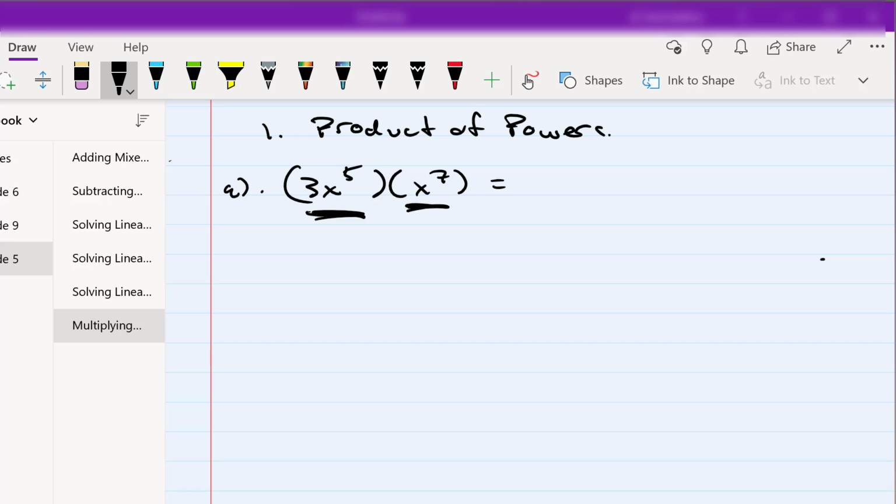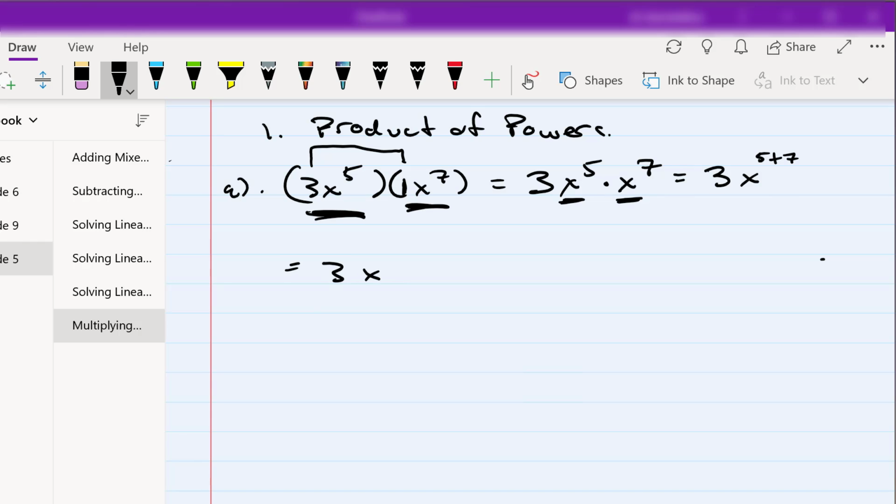X to the 7th we can think of really as 1 times x to the 7th. So we can begin by saying 3 times 1, which is just 3, and then x to the 5th multiplied by x to the 7th. Since they're both in terms of x, we can say x and add the exponents 5 plus 7, which is equal to 3x to the 12th.